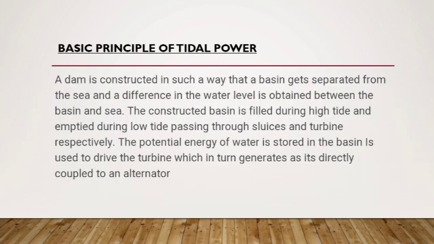Basic principle of tidal power. A dam is constructed in such a way that a basin gets separated from the sea and a difference in the water level is obtained between the basin and sea. The constructed basin is filled during high tide and emptied during low tide, passing through the sluices and turbine respectively. The potential energy of water stored in the basin is used to drive the turbine, which in turn generates electricity, as it is directly coupled to an alternator.